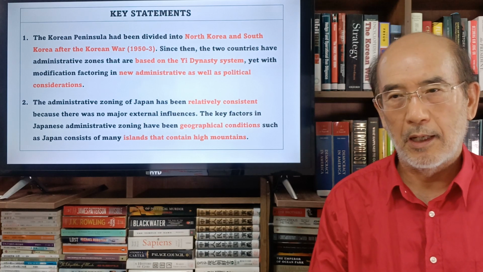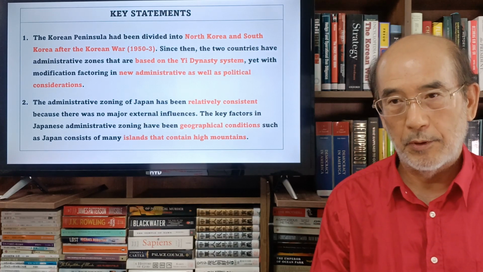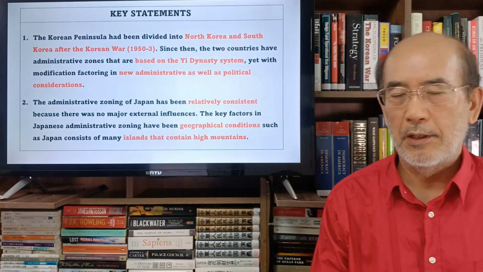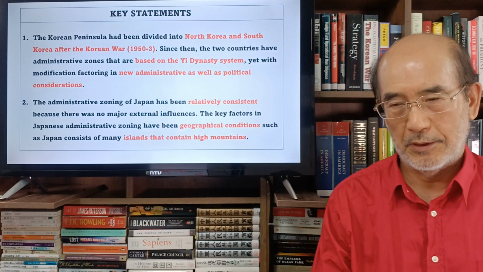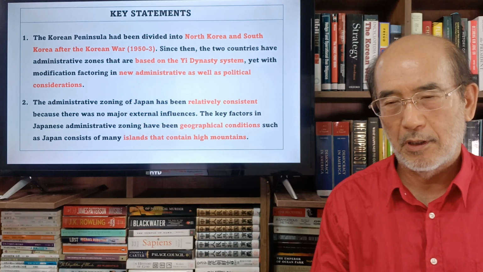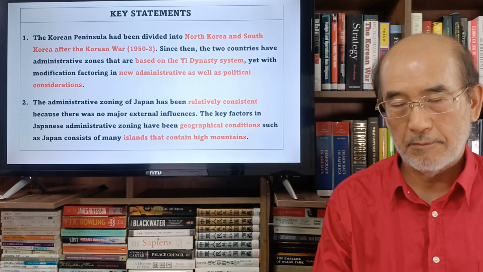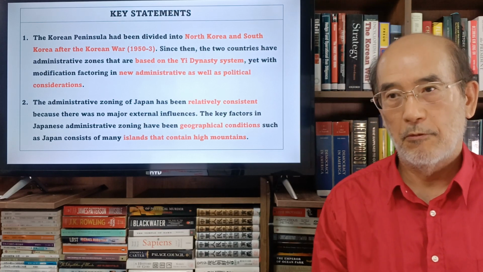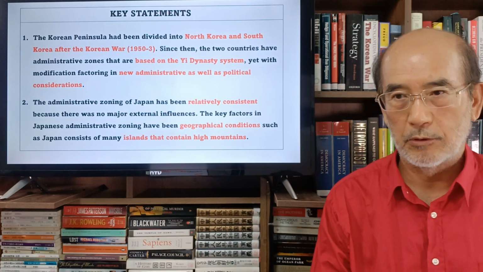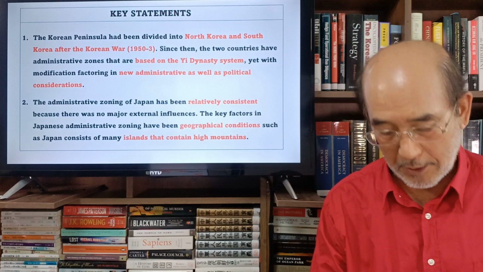That kind of change is relatively rare in Japan. The administrative zoning of Japan has been relatively consistent because there were no major external influences. This is very important, right? South Korean and North Korean leaders changed the names, etc., for political reasons, because they got power due to political upheavals and accidents. So overall, modern Korean history has been very dynamic and volatile, while Japanese history has been very stable, except for the Second World War, the defeat in the war, and the rule by the Americans in the post-war period. But those things didn't alter those administrative divisions and considerations.